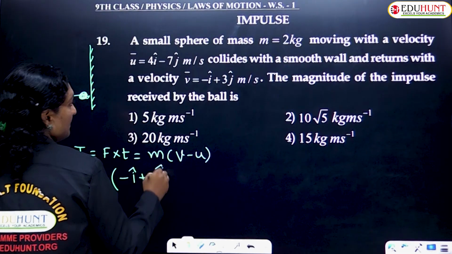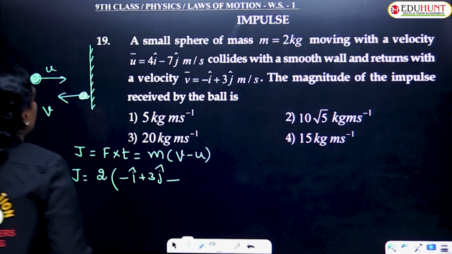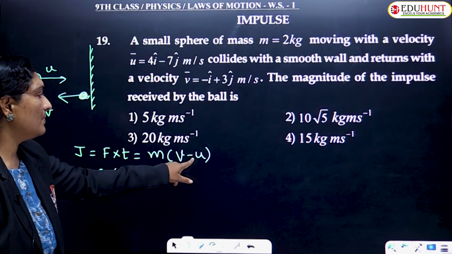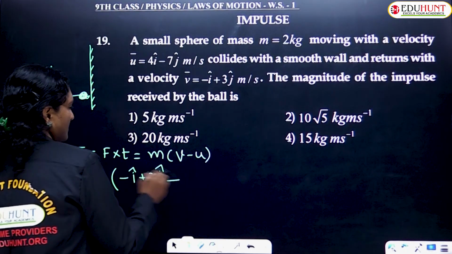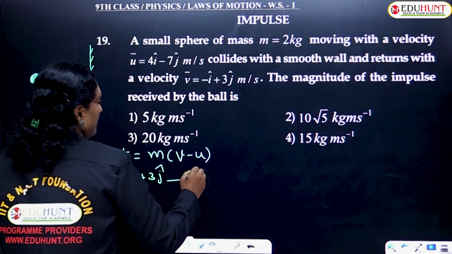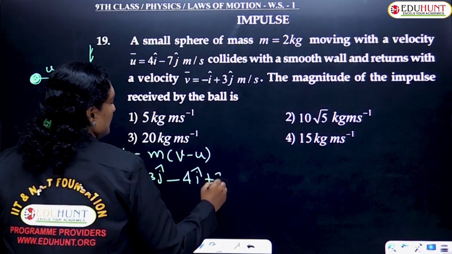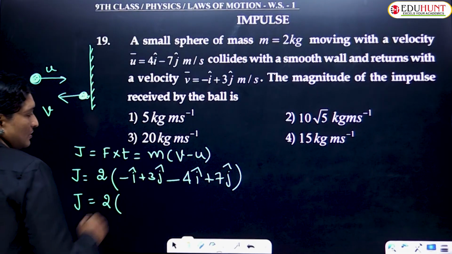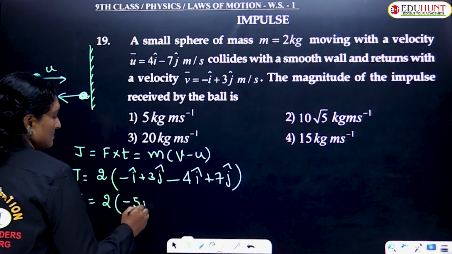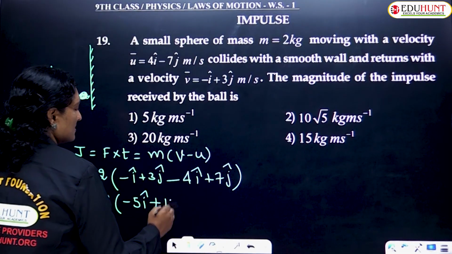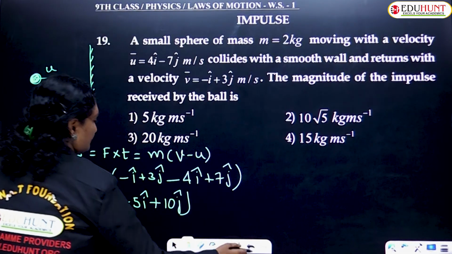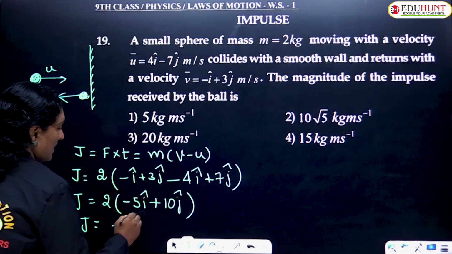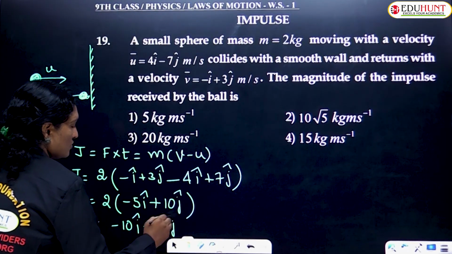plus 3 j cap, and minus the value of u, which is how much, children? 4 i cap minus 7 j cap. So this becomes minus 4 i cap, and minus of minus 7 is plus 7 j cap. Clear? Hence the value of J can be written as 2 times minus i and minus 4i is minus 5i, and 3 plus 7 is 10 j cap. So J is 2 into minus 5, which is minus 10 i cap plus 20 j cap.